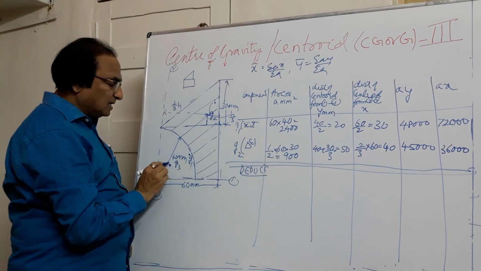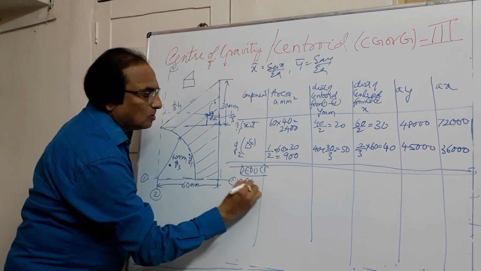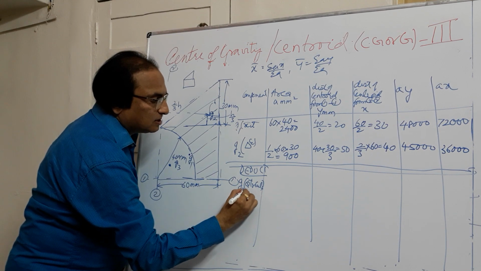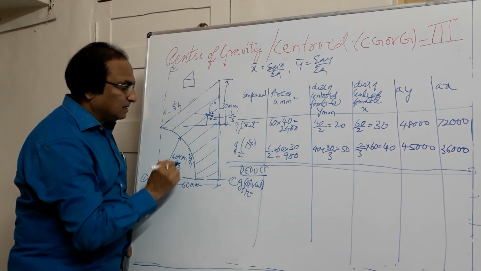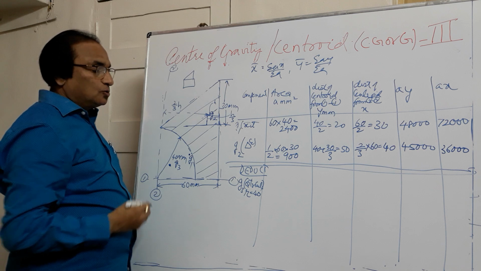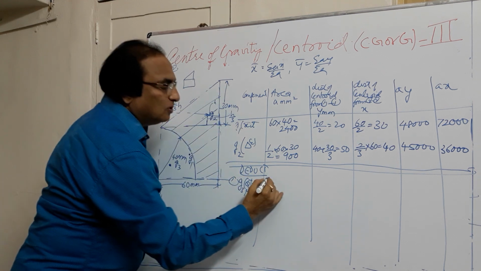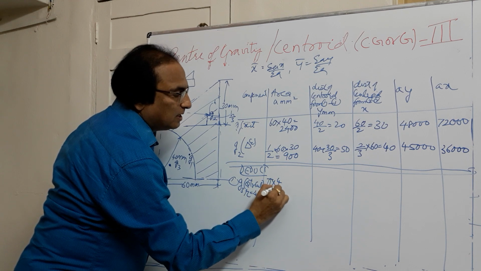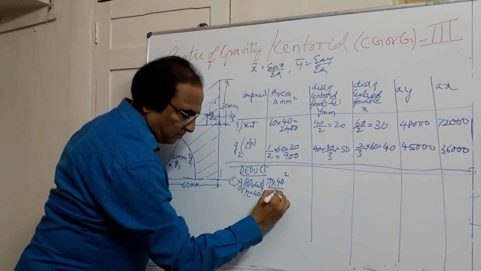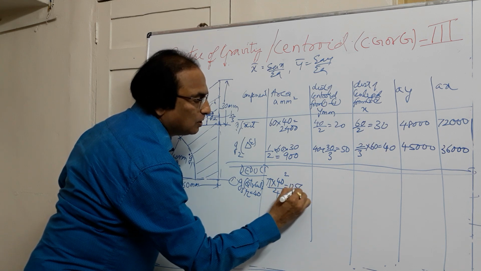What we are going to deduct is G3. What is G3? G3 is a quarter circle. Whenever you come across circle, write the radius. Radius of this is 40. So area of quarter circle, pi r square divided by 4. So this will be pi into 40 square divided by 4. So you get area is 1256.6.